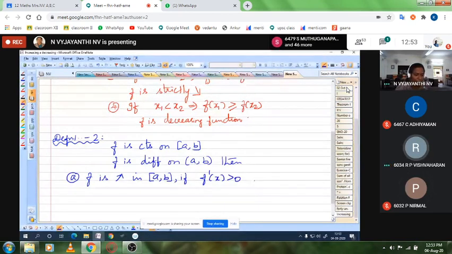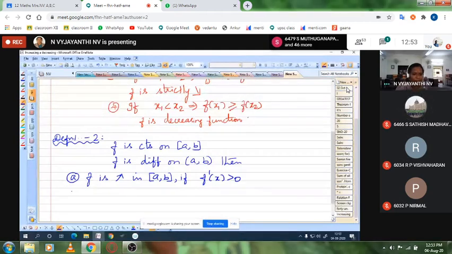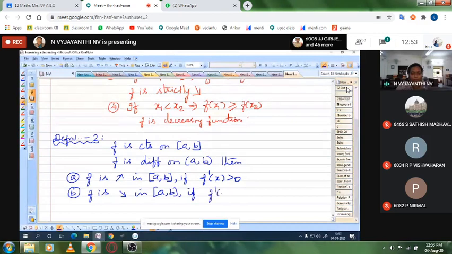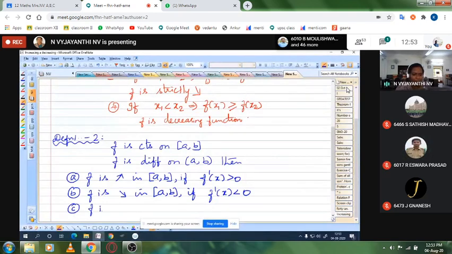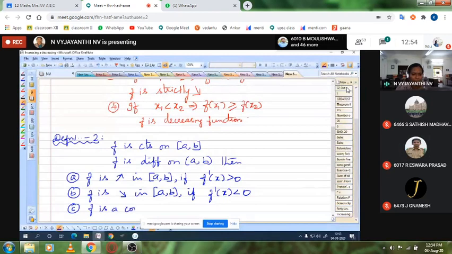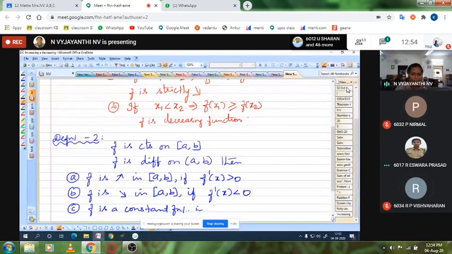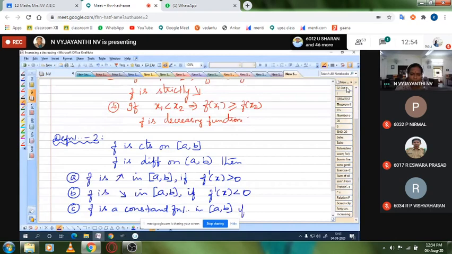Yes, ma'am. Second one, f is decreasing on the closed interval a comma b if f dash of x is what? Less than 0. Then f is a constant function. When is it a constant function? Equal to 0. f is a constant function in a comma b if f dash of x is equal to 0.